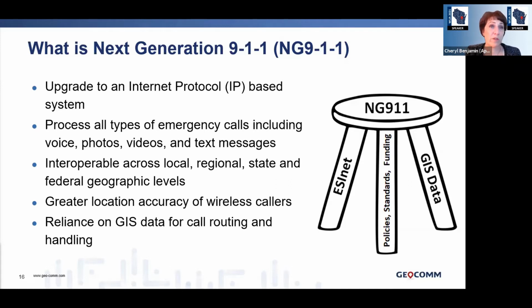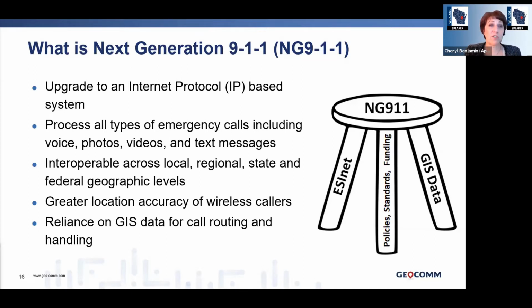Also, for your wireless callers, the location that comes in is going to have a much greater location accuracy. Instead of just having a cell tower and a sector, you're actually going to be able to get an XY location of where they are. And of course, the most important thing, it's going to rely on GIS data for call routing and handling. And that's why we're here today. We're going to be talking a lot about GIS data.